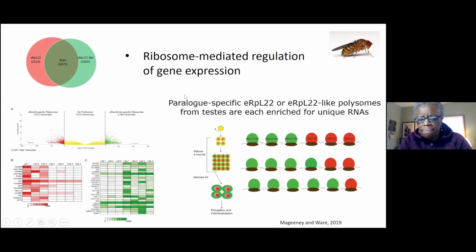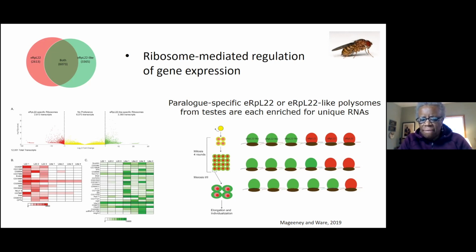And so we undertook a couple of years ago an RNAseq study whereby we were able to specifically isolate L22-containing polysomes and compare them to L22-like-containing polysomes. And what we were able to then do is to isolate the RNAs from those polysomes and determine that there are specific types of mRNAs, and in fact some other classes of RNAs as well, that are dedicated or enriched on particular ribosome types.